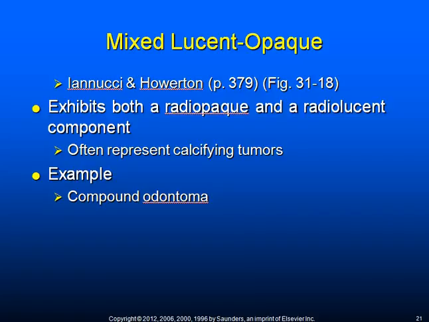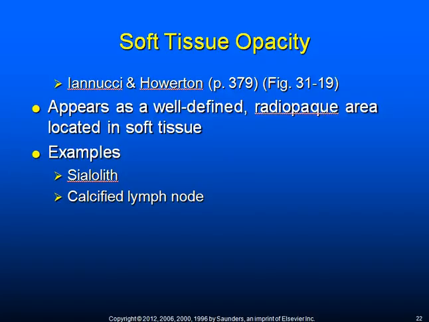The mineralization can progress with time, and a predominantly radiolucent lesion with radiopaque flecks becomes more radiopaque as time goes on. A soft tissue opacity appears as a well-defined radiopaque area located in soft tissue. An example would be a sialolith, which is a salivary stone.